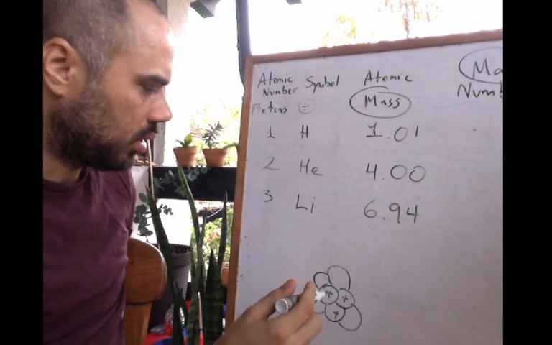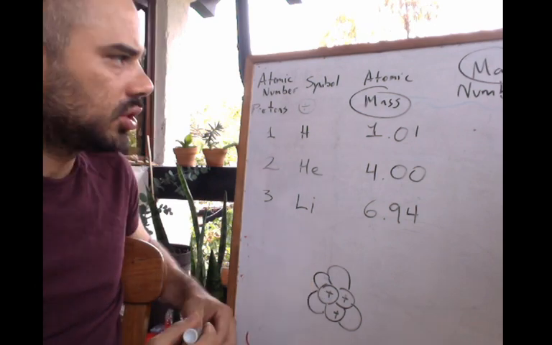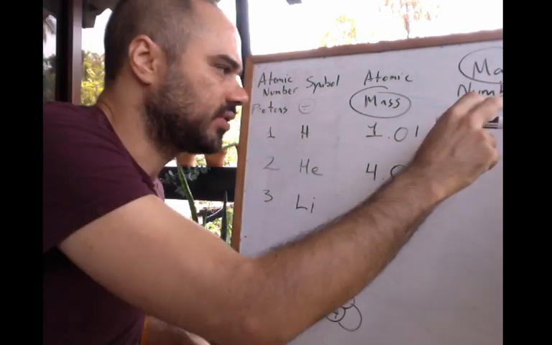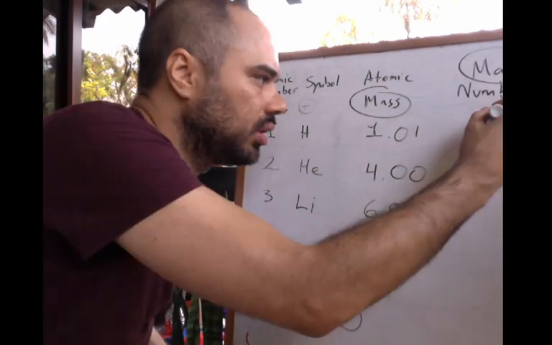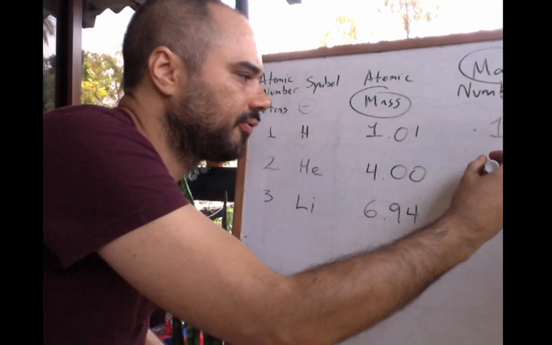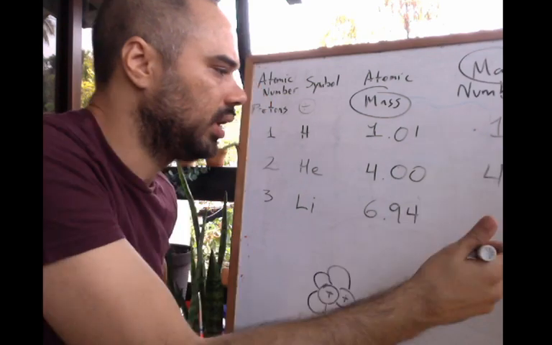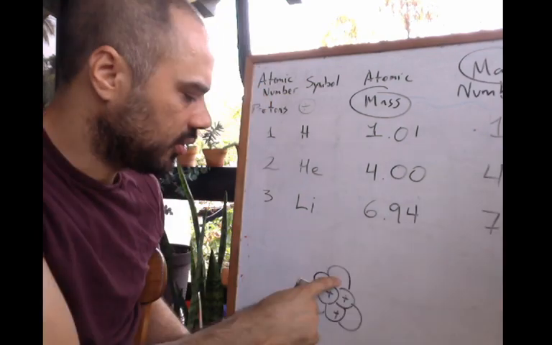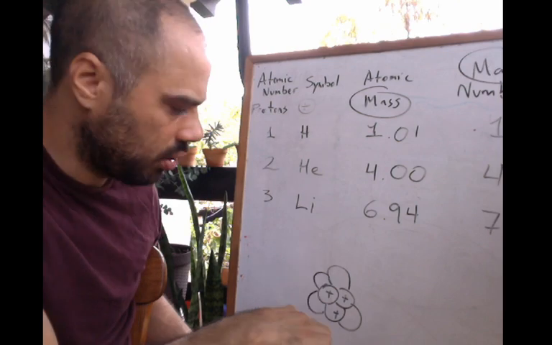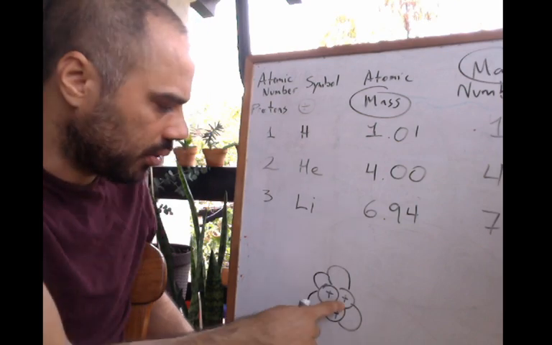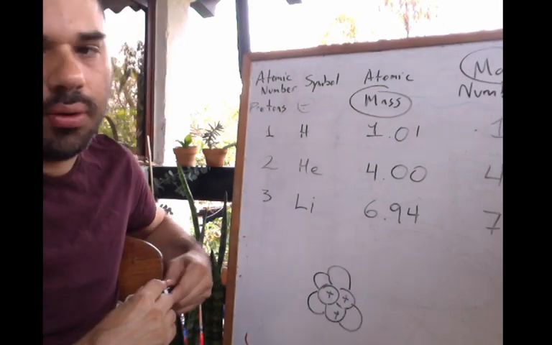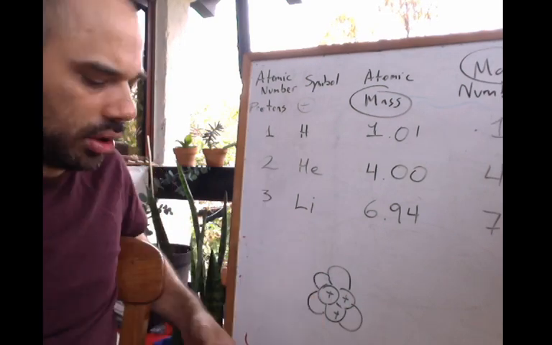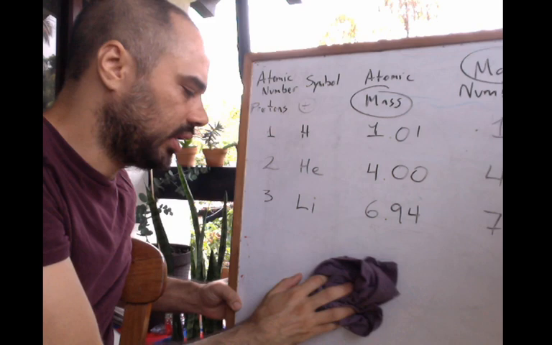Okay, so this is the mass number. For example, for the most abundant type of hydrogen it is 1. For helium, it's 4. For lithium, it's 7. Why? Because this lithium over here has 7 as its mass number: 3 protons, 4 neutrons, 7. And so on, and so on. So that is what periodic tables show us.